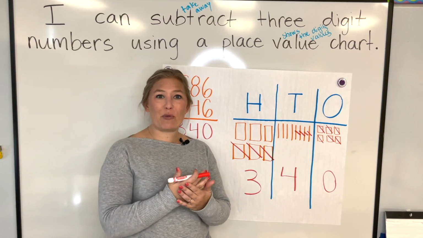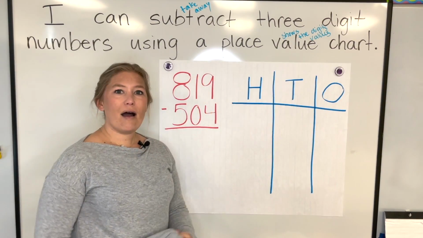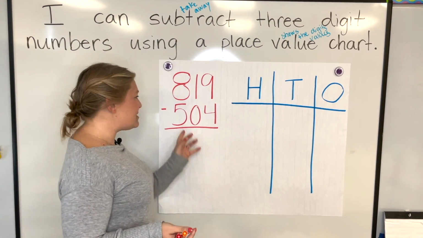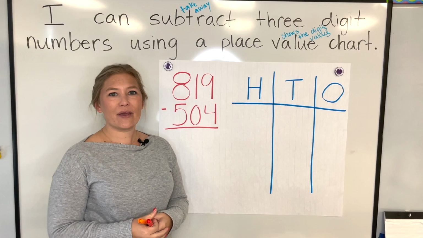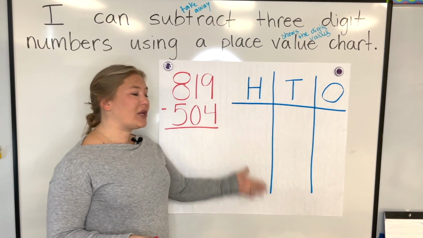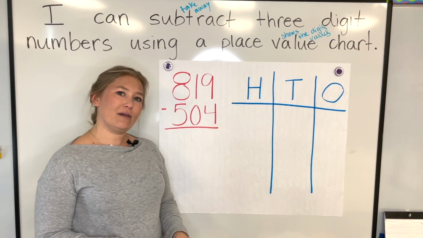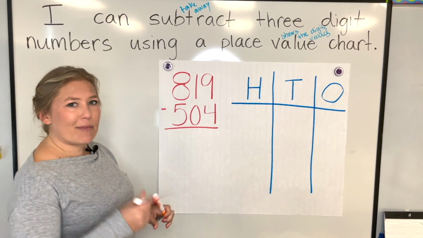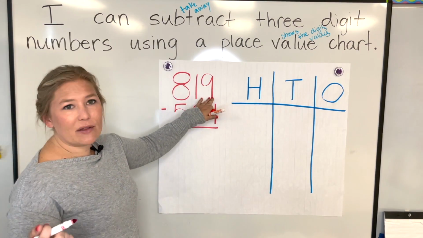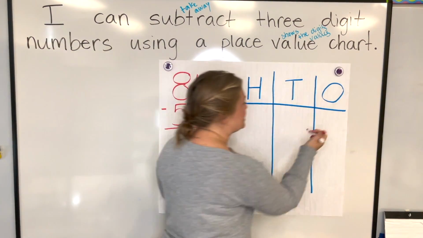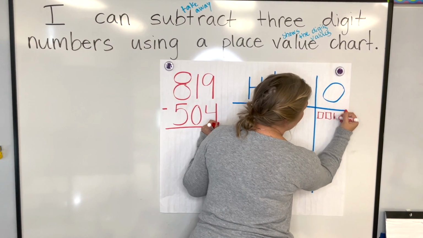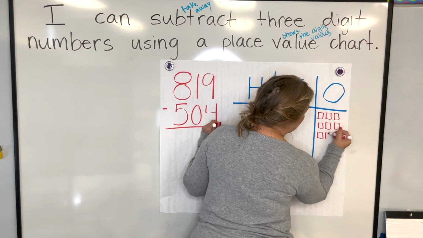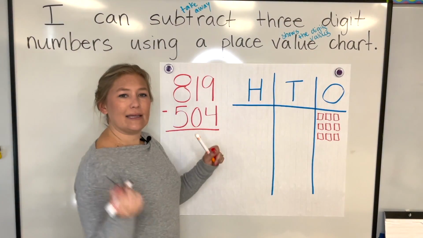Okay, go ahead and flip your paper over. Let's do one more. Okay, on your paper, write 819 minus 504. And which number are we going to put in our place value chart? That's right, 819. So I'm going to take my marker and I'm going to start with my ones place, and I'm going to draw 9 ones. 1, 2, 3, 4, 5, 6, 7, 8, 9.